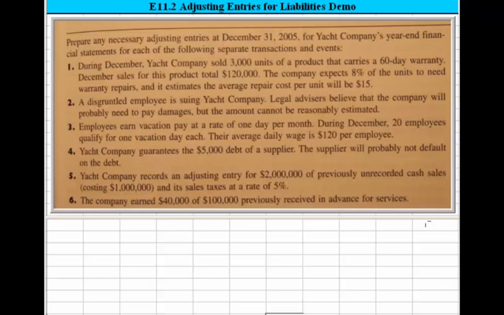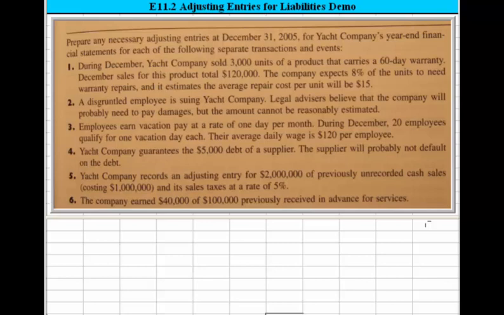Okay, let's prepare the necessary adjusting entries at December 31st, 2005 for Yacht Company's year-end financial statements. And we have 6 different transactions to consider. Let's take a look at transaction 1 first.